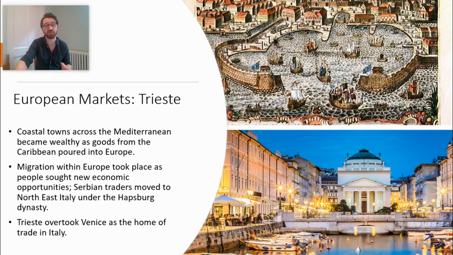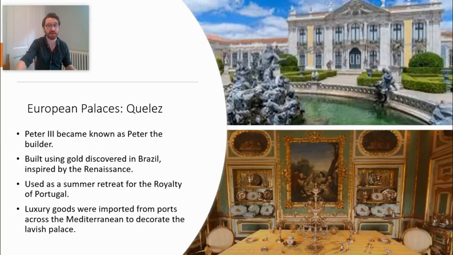And then once the trades have been made in these port towns, rich people's lives are increasingly transformed. It's not just the monarchy who were rich, as was the case in medieval Europe, but you get these wealthy landed gentry investing in palace building. And one of the most extraordinary palaces I want to draw your attention to is in Queluz in Portugal, which was built by Peter III, who began to be known as Peter the Builder because of the money that was coming into Portugal from the slave trade.